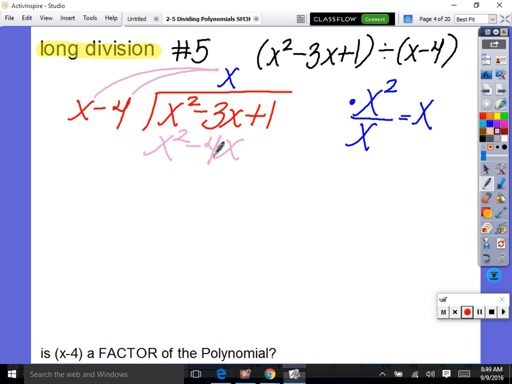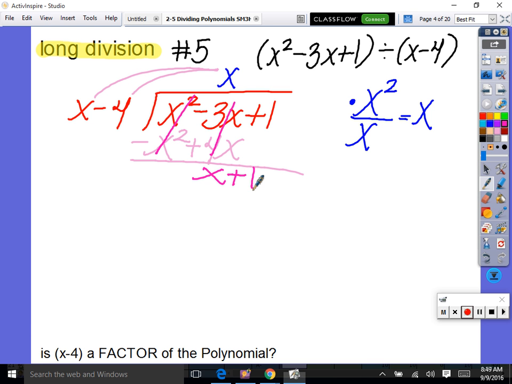Now here's the thing. We want our x squareds to go away, to cancel out. So we've got to change our sign. But we can't just change the sign on this. We're multiplying by negative 1. So we're going to change this sign, and we have to change this sign. Is everybody good so far? Now we're going to add straight down and see what's left underneath the house. X squared minus x squared is 0. Negative 3x plus 4x is x. Correct? And then we have a plus 1 left. Is everybody good so far? So now that's what's under our house.